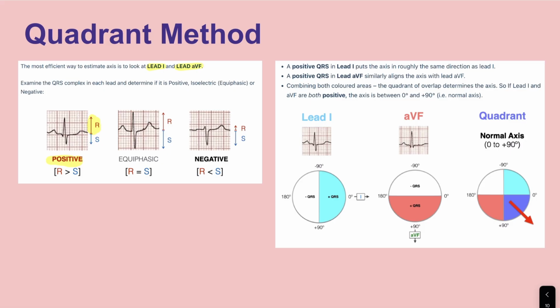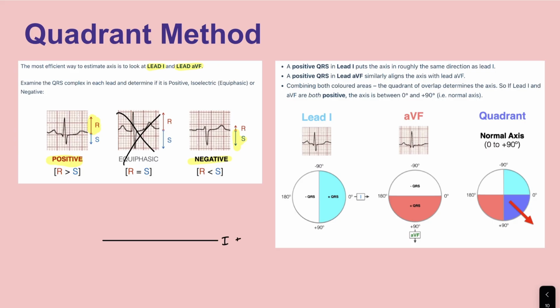Equiphasic means they're equal. If it is equiphasic, this is not going to be a good method to use because you won't know if it's positive or negative, and you can't apply it to the quadrant method then. You're going to want to go back to your isoelectric line method. If it's more negative, the S is going to be bigger than the R. The deflection goes down.